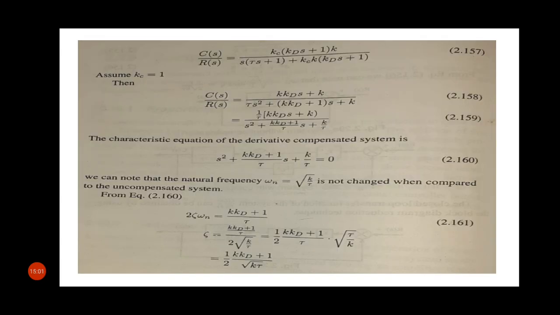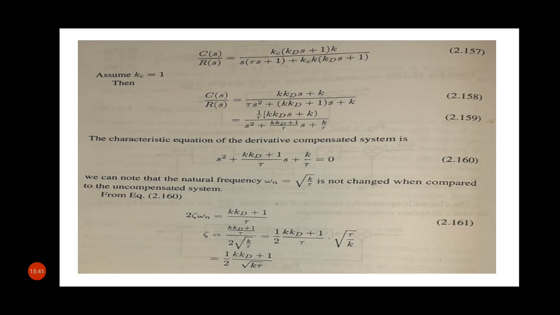Here is the complete transfer function. Our transfer function is C(s)/R(s) equal to Kc into (Kds plus 1) into K divided by S into (tau S plus 1) plus Kc K into (Kds plus 1). This transfer function is considered with the compensation scheme, the proportional plus derivative compensation scheme. If we consider the compensation scheme, then our transfer function is C(s)/R(s) equal to this, which I have given as equation number 2.157.